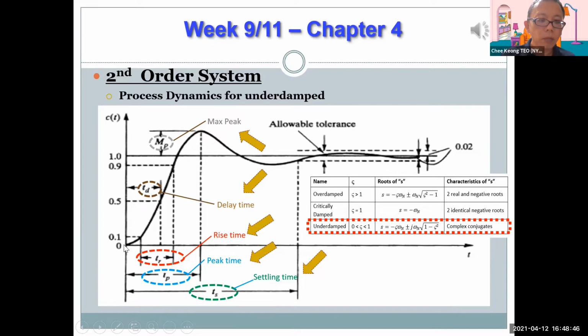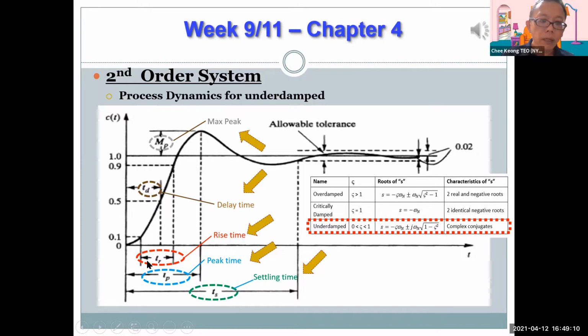Now, delay time will be the time taken for the output signal to rise all the way up to 50% of the final value. The final desired value will be 1, right? So therefore, 50% will be 0.5 volt, right? So if you hit 0.5 volt, you check the time taken from 0 to this point here, which is what we call the T delay, the delay time, right? And that's one of them.